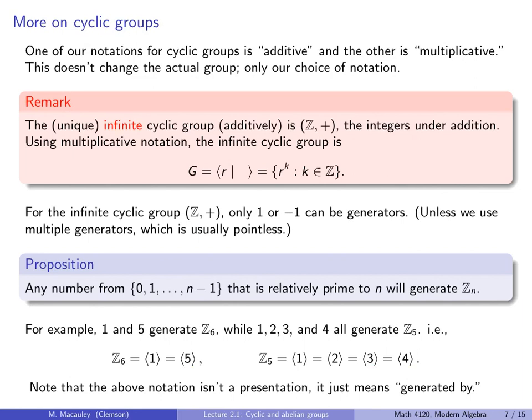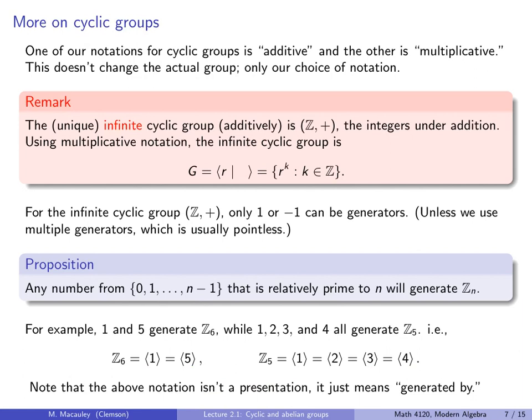Now, one important note here: this notation is not a group presentation at all. When I first introduced these brackets, what I meant them to say was generated by. So Z6 is generated by 1. Z5 is generated by 3. That's all that means. It's shorthand.